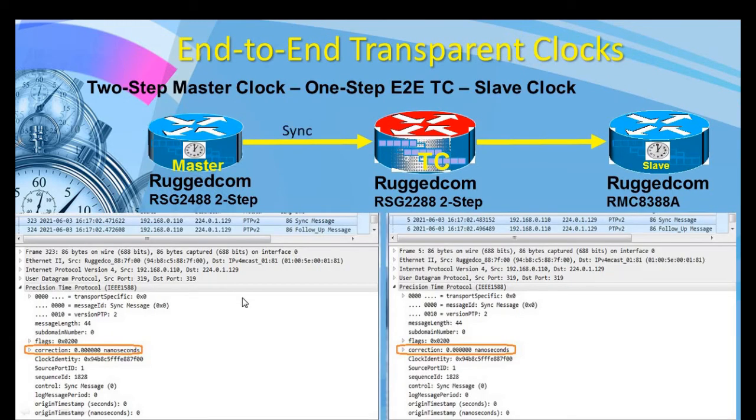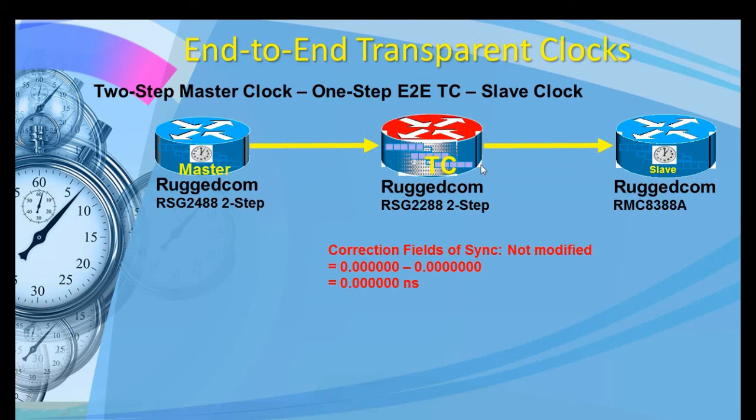The master side sends the sync message, forwarded by the two-step transparent clock, and then we can check the sync message on the ingress port. The correction field is 0, and the correction field of the sync message on the egress port is 0 as well, which means the sync message is not modified by the two-step transparent clock.